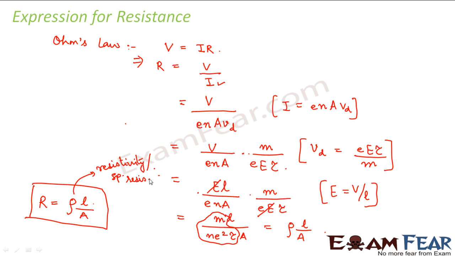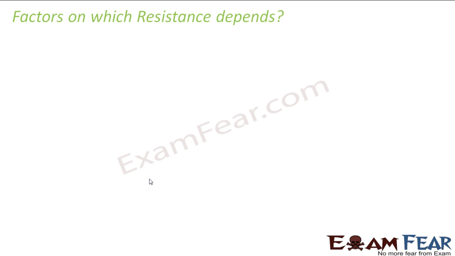So for now, we found the expression for resistance. And what do we observe from this expression? We can very clearly see the factors on which resistance is dependent. So let us quickly note down the factors on which resistance depends. The first factor will be the length of the conductor. Let us write down the expression which we found in the previous slide. It says R is equal to rho L by A.